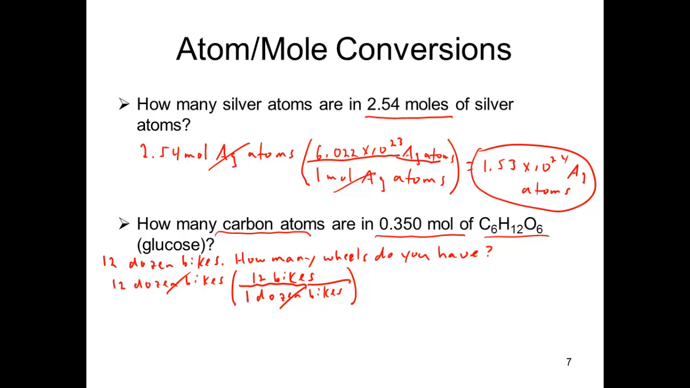So I know I got 144 bikes here. Now we can go to wheels, because we know that 1 bike has 2 wheels.